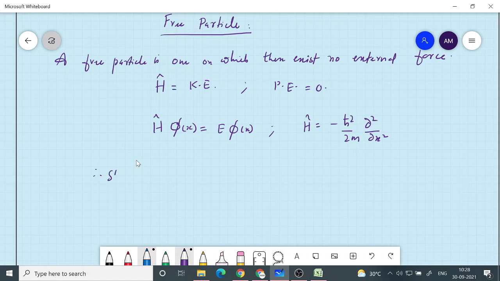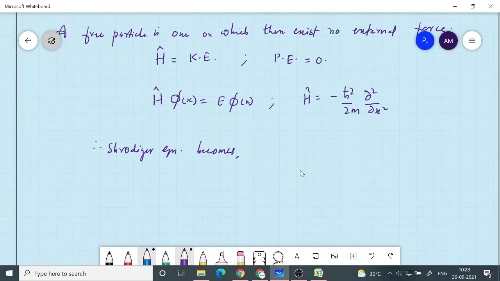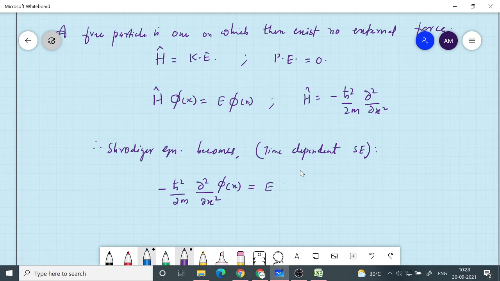So the Schrodinger equation becomes, minus h-cut square by 2m, del square by del x square of phi of x, is equal to E phi of x. Here the potential is zero. So this is the simplest problem one can think about.